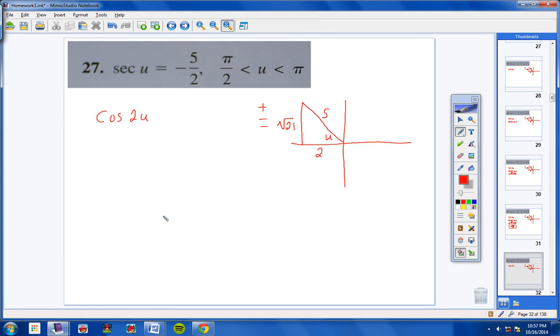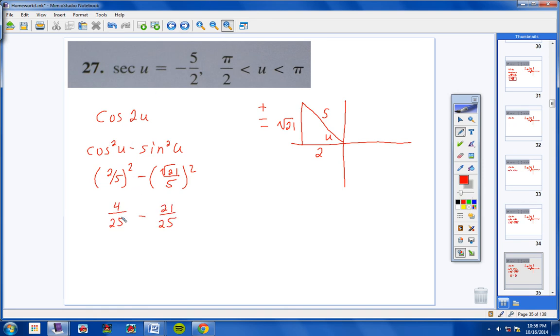Now there's 3 substitutions that you can make for cosine of 2u. Any one of those will work fine. I just chose this one. No certain reason. So here we go. Cosine of u would be negative 2/5, and sine of u is square root of 21 over 5. Notice they're both squared because of the squared right here.